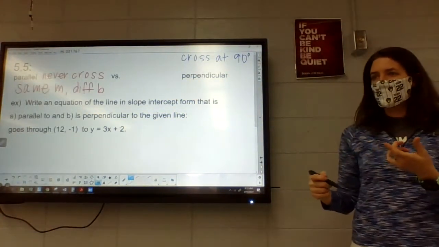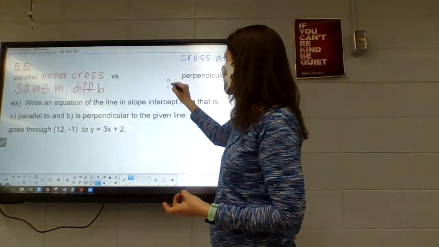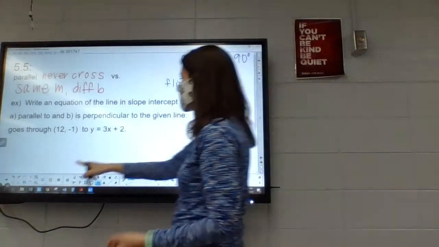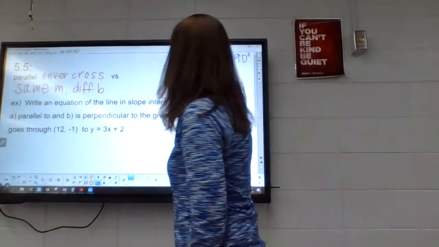What are the 2 things we have to do? Trista? The sign is flipped. So flip sign. Actually, I'm not going to use the word flip. I'm going to say change the sign. That's okay.